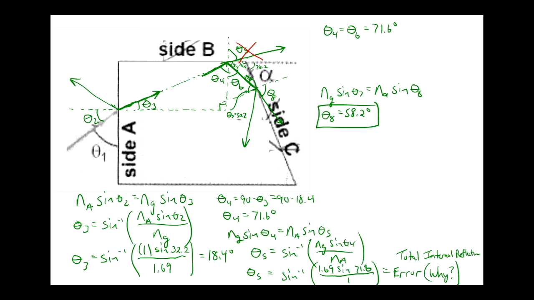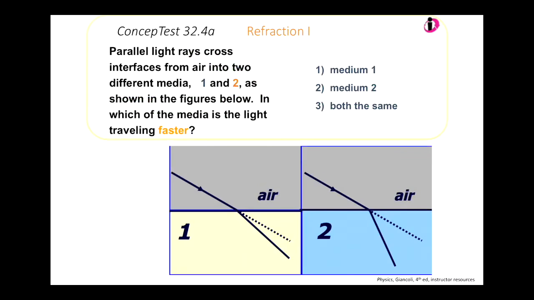Yes. Yep. Okay. So let's leave this problem. I want to ask you a few quick questions, then we'll talk about total internal reflection, and then we'll be done. Okay? So take a look at case 1 and case 2. From air into two different mediums, in which case, 1 or 2, is the light traveling faster?